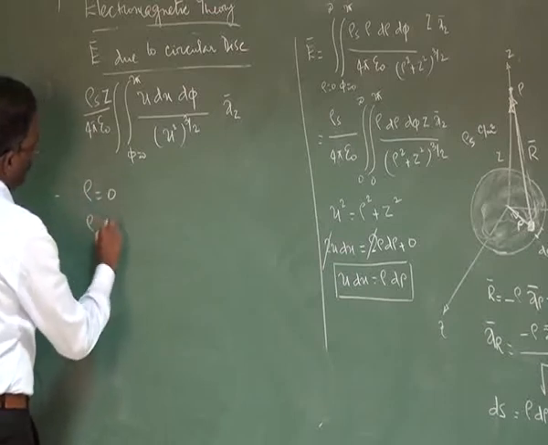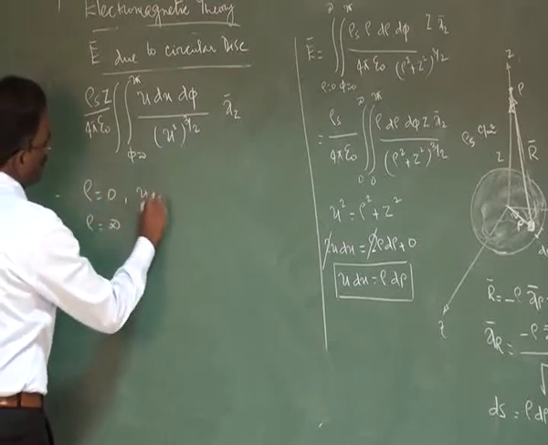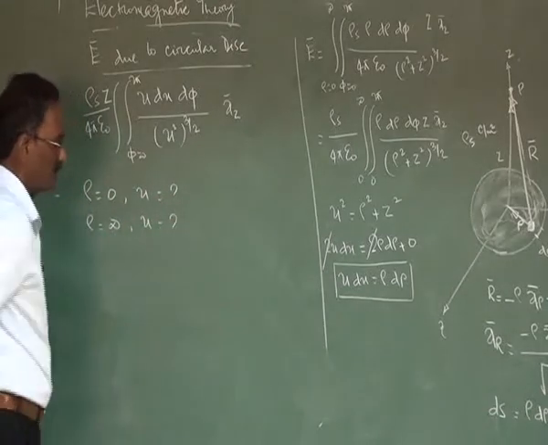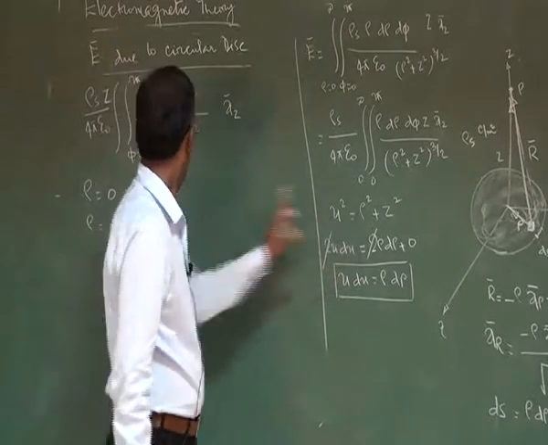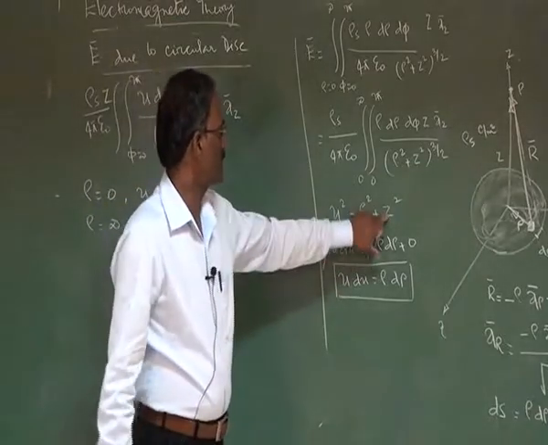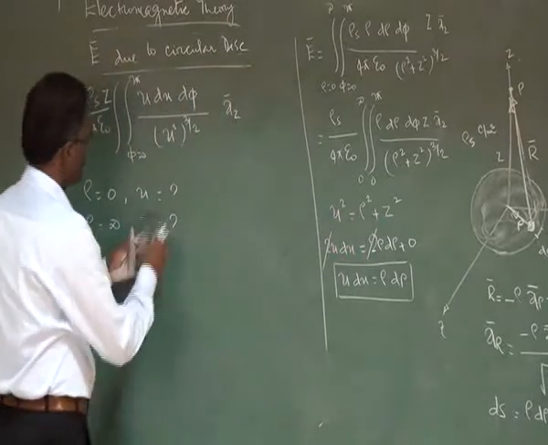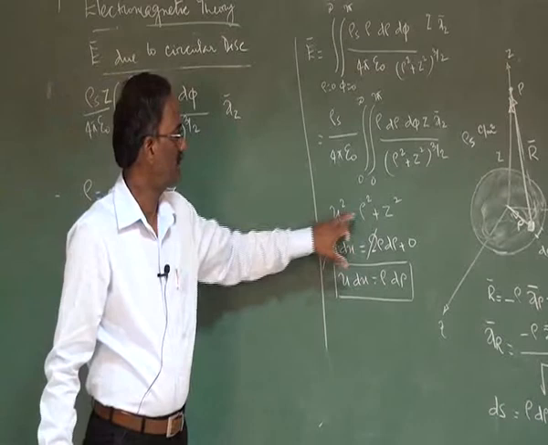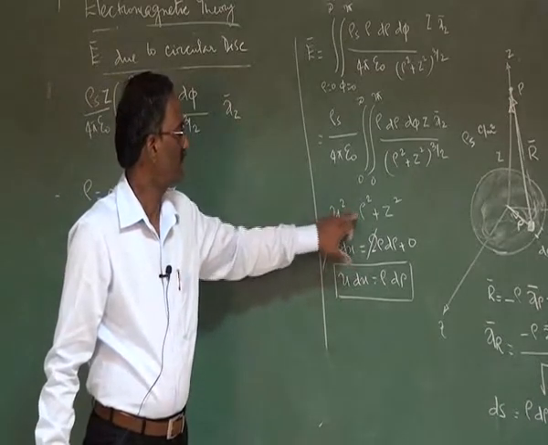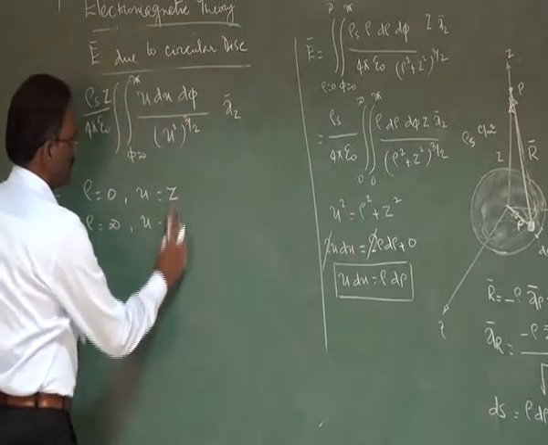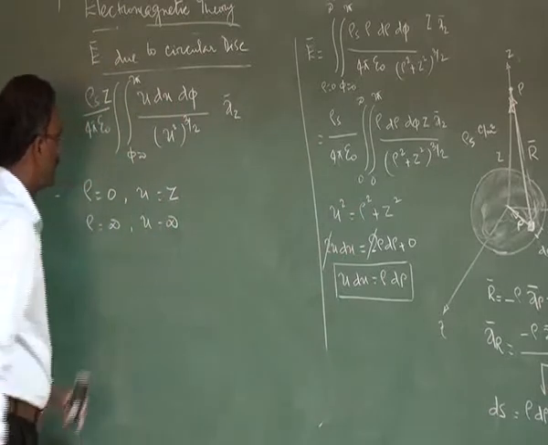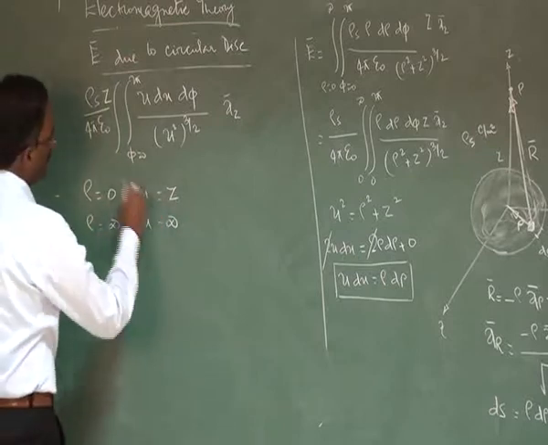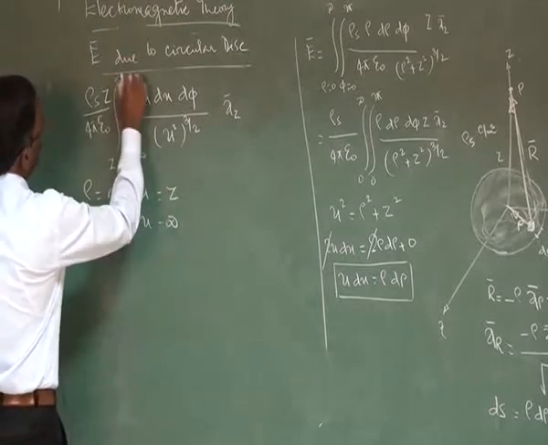Rho is changing from 0 to infinity. If rho is equal to 0, what is u? We must calculate then. If rho is equal to infinity, what is u? You substitute here. If rho is equal to 0, u square is equal to z square, so u is equal to z. If rho is equal to infinity, u is also equal to infinity. So the limits are, instead of 0 to infinity, the limits for u I will substitute here, that is z to infinity.